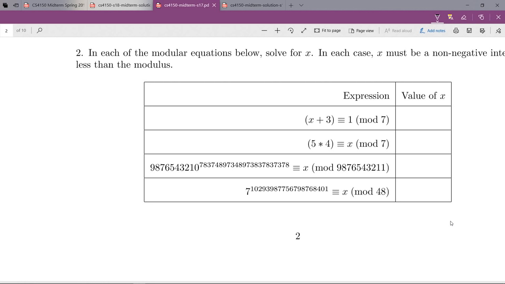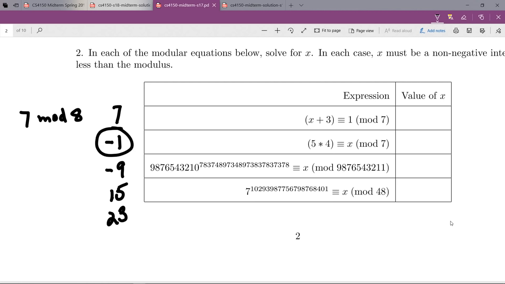Okay, so let's think about it with smaller numbers. If we take 7 mod 8, typically we want to say that's 7, right? That's sort of the normal form. But what else is it equal to? It's equal to negative 1. It's equal to negative 9. It's equal to 15. It's equal to 23. It's equal to all those numbers that differ by 8. It just turns out that the simplest one to work with is negative 1 right here.